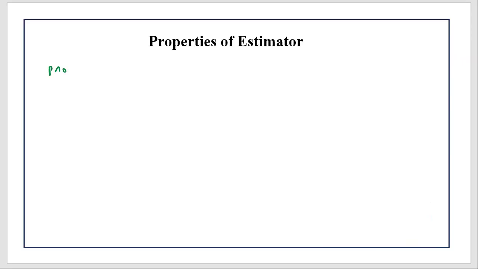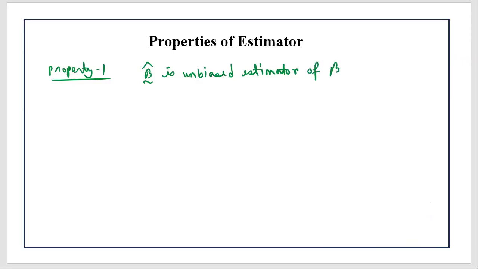Property 1 is that beta cap is an unbiased estimator of beta. This is the first thing that we are going to prove. Now, how do you prove that? Start with what we derived just now, (X prime X) inverse X prime Y. This is the estimated parameter that we got.